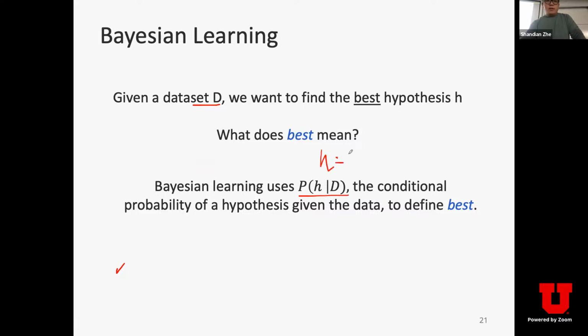H is 1 means that H is the true hypothesis. Of course, H can be any hypothesis in the hypothesis space, any dot inside this circle. So we want to look at the posterior probability that hypothesis H, given D, is the true hypothesis, the target concept. We want to pick the hypothesis whose posterior probability is the largest. That hypothesis is the best hypothesis in the space. Does it make sense?